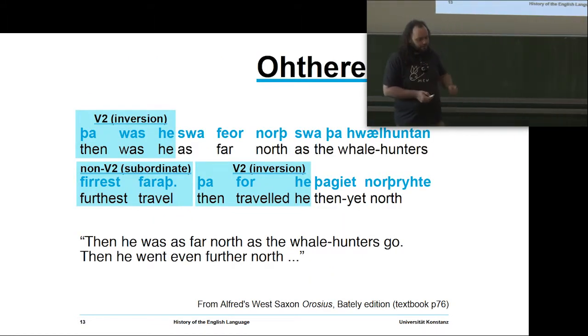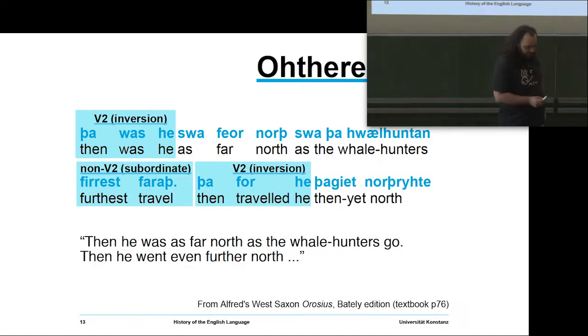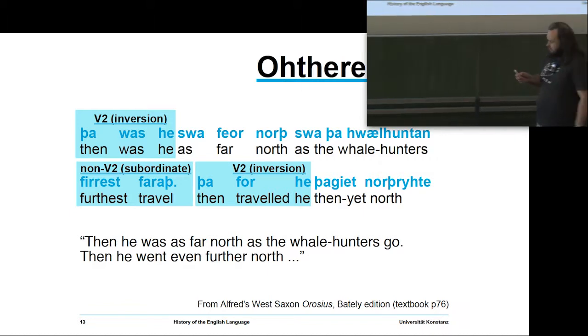Right, so here are some examples from Ohthere again. We're picking up on Ohthere's story. Tha was he swafer north, swada chwal hunten firest fareth. Then he was so far north as the whale hunters go. So he's going as far north as the whale hunters. And so here you've got V2, you've got inversion, you've got was he, and then you've got, so you remember here you've got the verb and then you've got the subject. So this is a verb second clause.